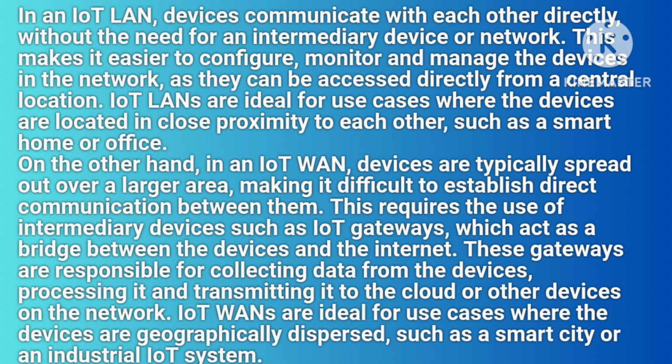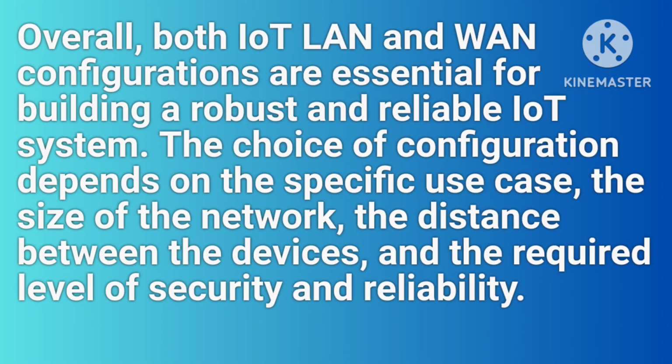IoT WANs are ideal for use cases where the devices are geographically dispersed, such as a smart city or an industrial IoT system. Overall, both IoT LAN and WAN configurations are essential for building a robust and reliable IoT system. The choice of configuration depends on the specific use case, the size of the network, the distance between the devices, and the required level of security and reliability.